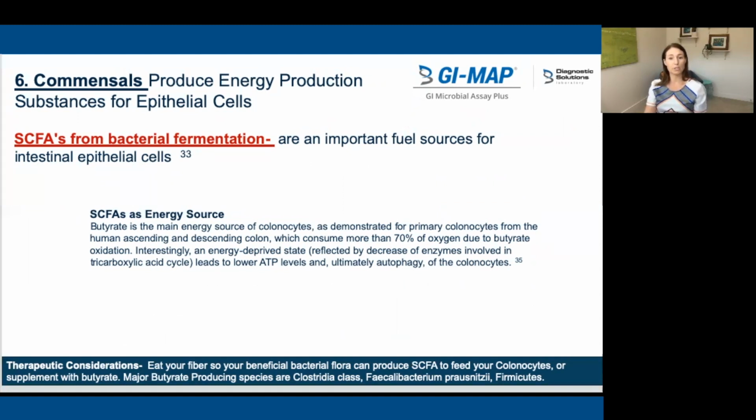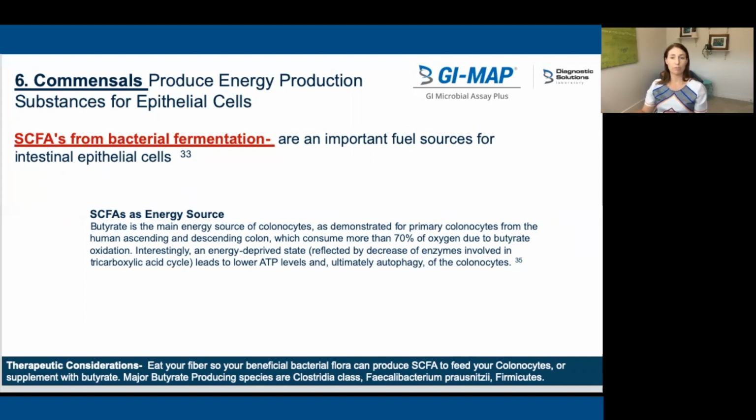An energy deprived state leads to lower ATP levels and ultimately autophagy of the colonocyte. So if we don't have that nice butyrate in our intestinal tract, that can be very detrimental to the colonocytes and actually cause them to not survive. And then we're going to have to deal with some intestinal permeability. A couple of therapeutic considerations.